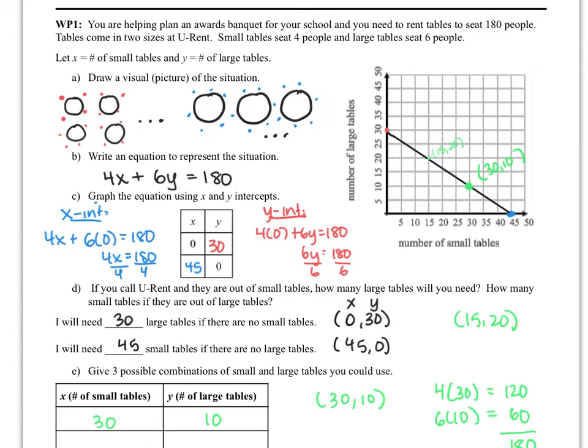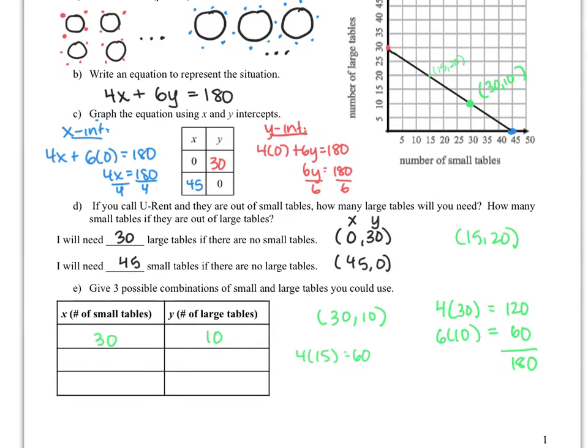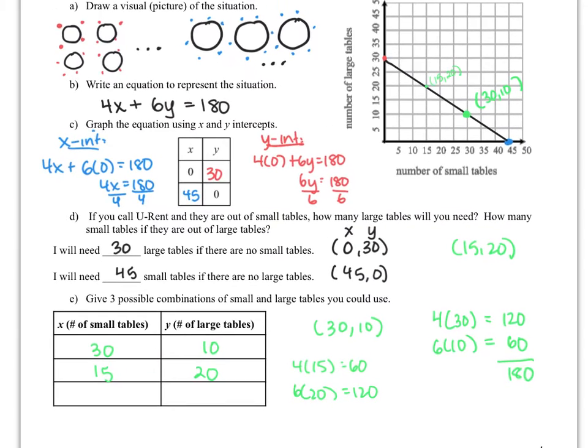And I'm going to do what I did before. And so whatever point it looks like you might have picked, whatever this number is here, that's your small tables, and we know there's 4 people per small table. So for me, that would be 4 times 15, which is 60 people total sitting at the small tables, and then 6 times 20, because that would be 6 people per table at 20 large tables, and those would in fact add up to 180. And so it's important that no matter how close your point looks like it's on this line, you always want to double check and make sure that when you plug it in, that it works.